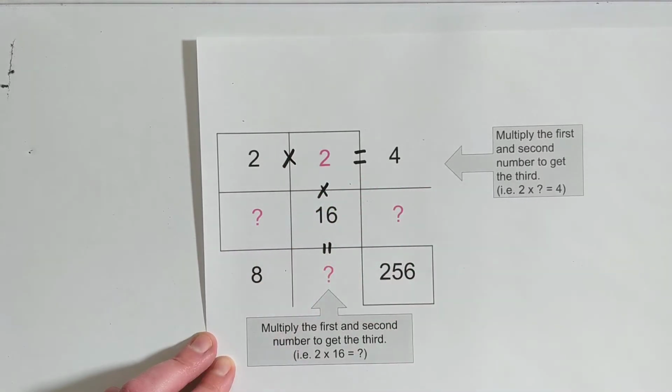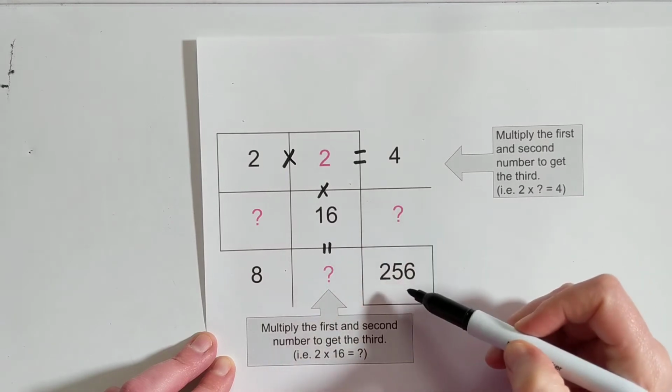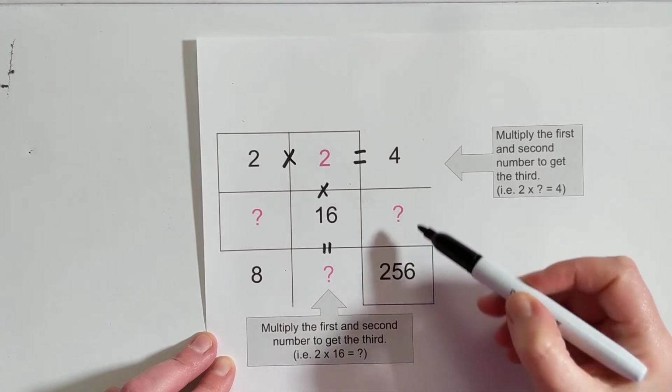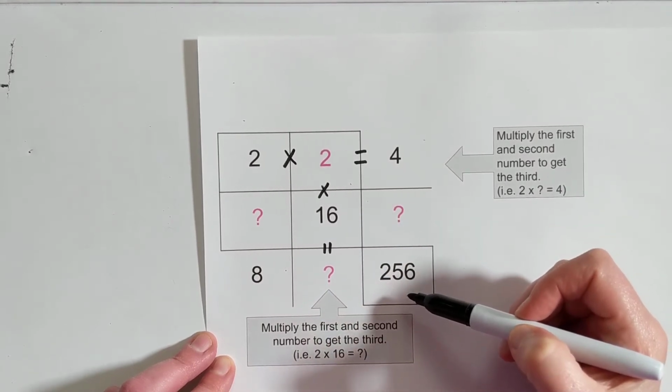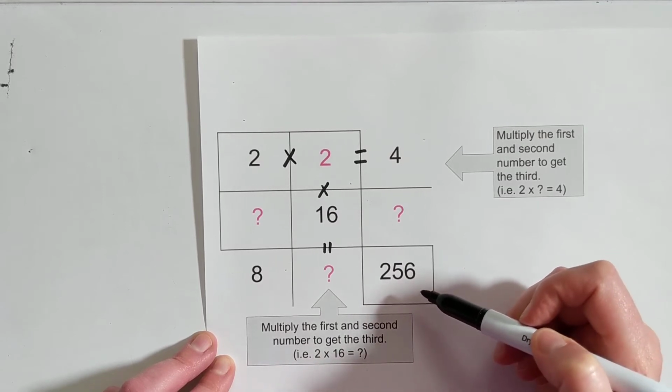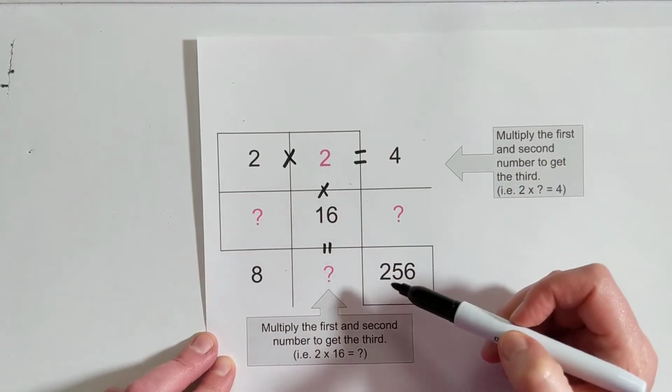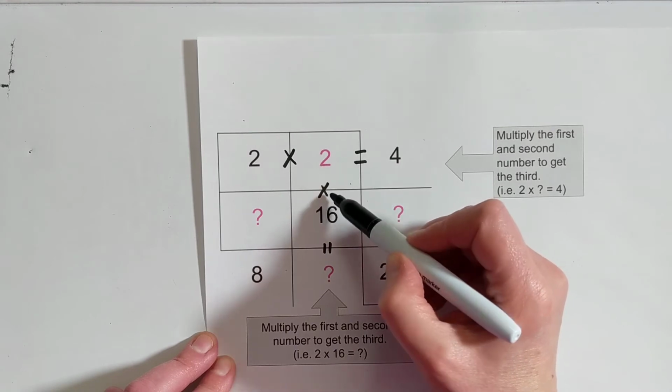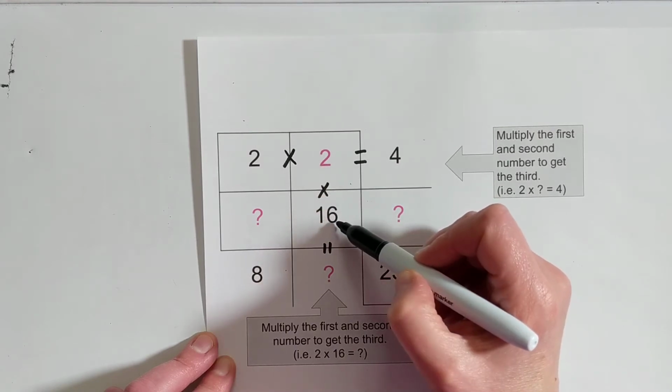Okay, so then the next one that I can solve, I don't want to solve that one. That one seems like 4 times what is equal to 256. Well, I have no idea. So I'm going to try a different one, and I'm going to go 2 times 16.